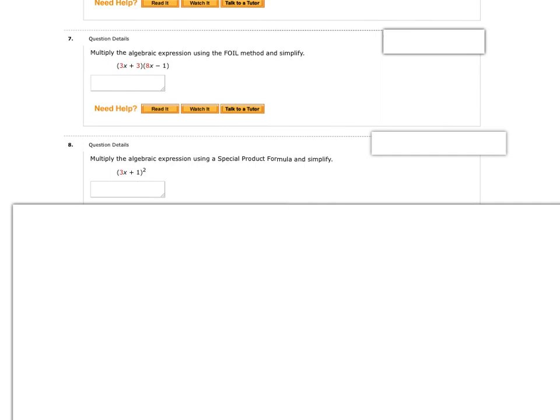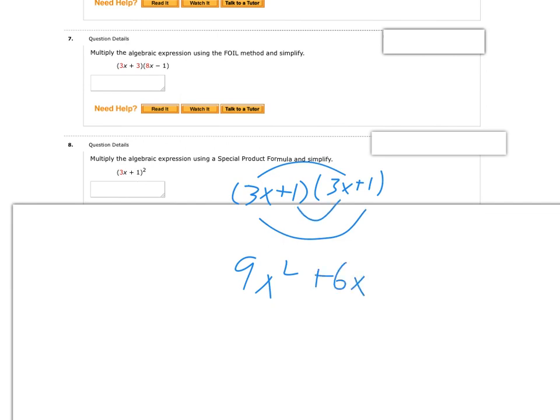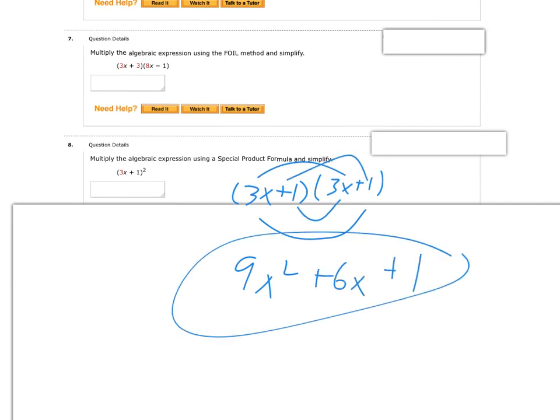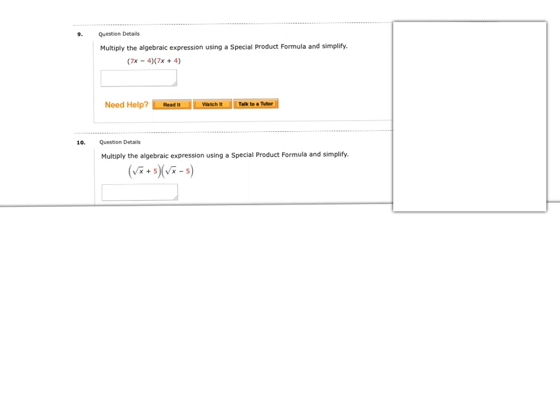All right, these next two are kind of a FOIL here. So I'm going to do number 8. It says use the special product property. You don't have to. I just like to go ahead and write this twice. And then I go ahead and FOIL it. So we get 9x squared, 3x and 3x gives you 6x, and then plus 1. So that's your answer. On these next two problems, these are conjugates.